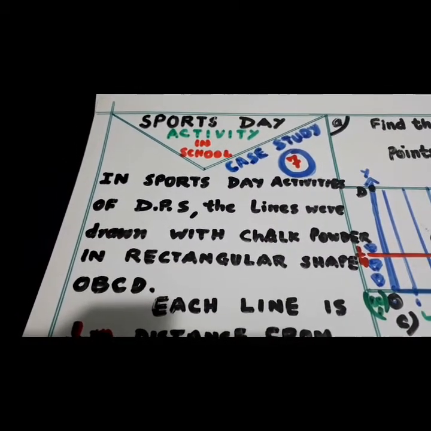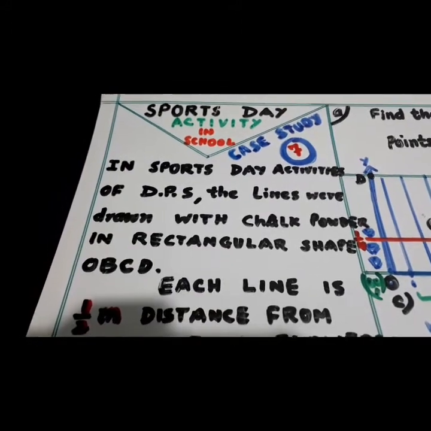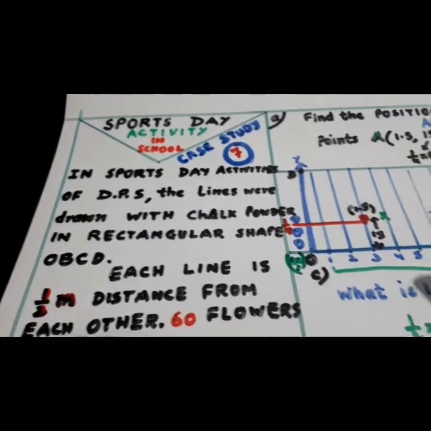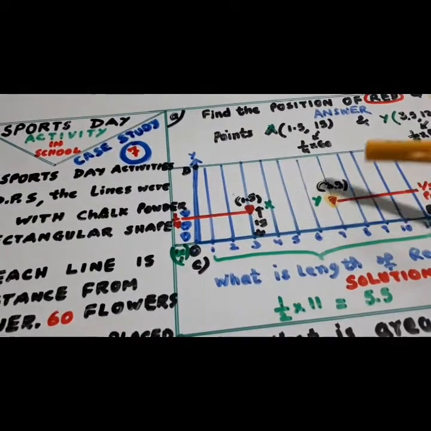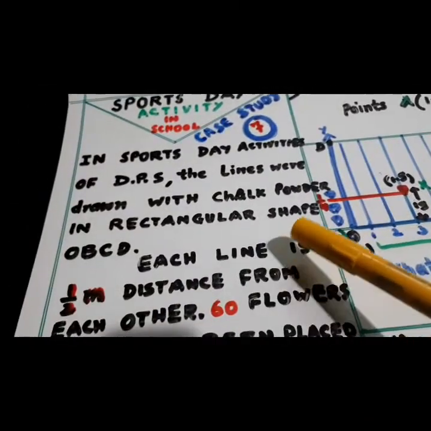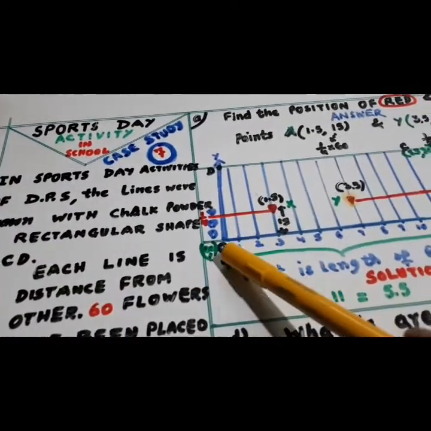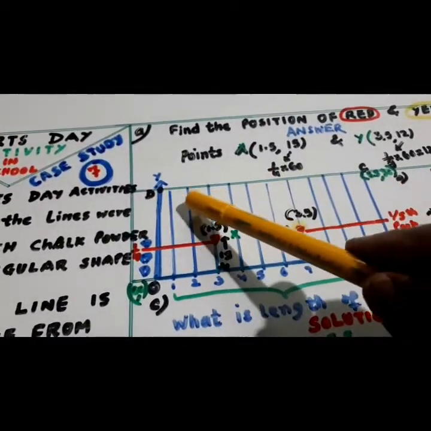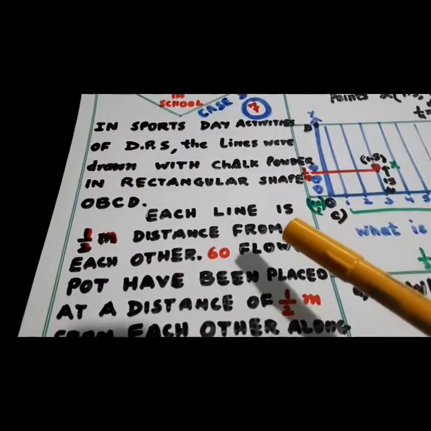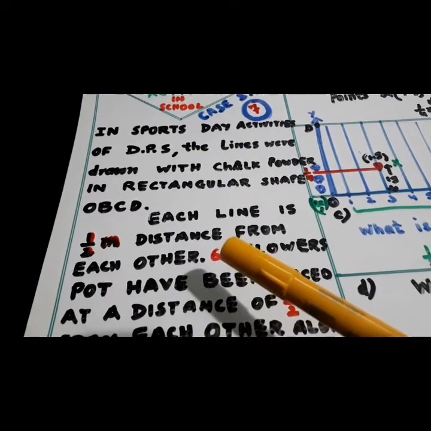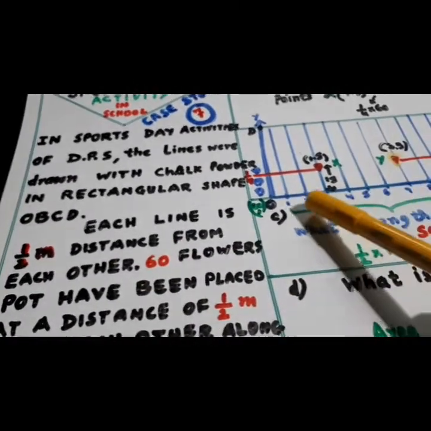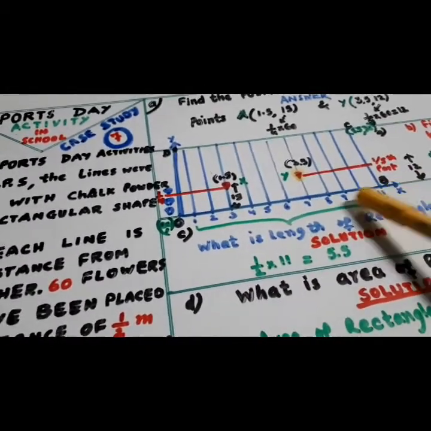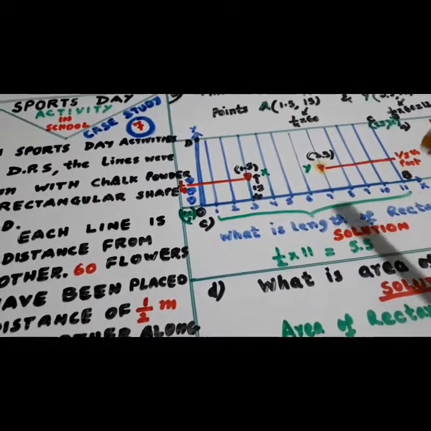In sports day activities of DPS, the lines are drawn with chalk powder. Look here, these are the lines which have been drawn in a rectangular shape, O, B, C, D. Each line is half meter distance from each other. Half meter, half meter, half meter, half meter. These are 11. So 11 half, that is 5.5.